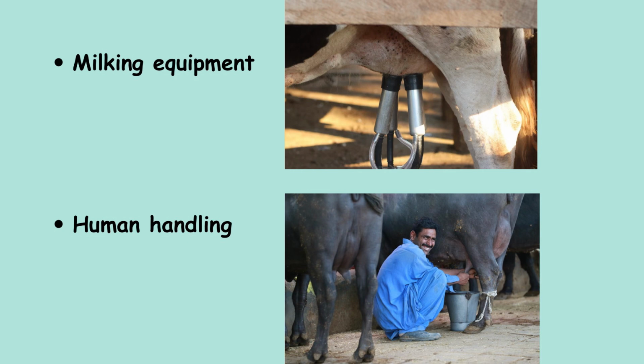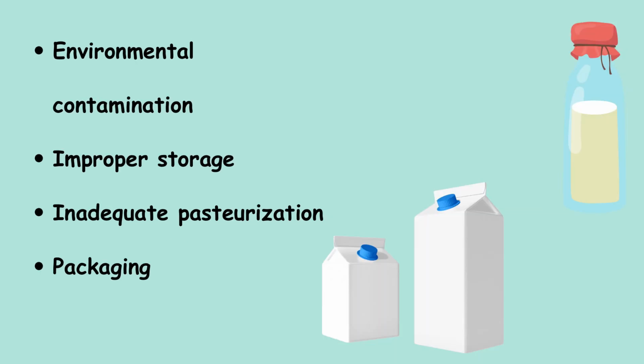Human handling can also lead to contamination. This is because poor hygiene practices by the milk handlers can introduce microbes into the milk. Hands, clothing, even the skin of the milker can transfer harmful bacteria into the milk if they come in contact with dirty surfaces or animals. Environmental contamination: microorganisms from the surrounding environment, such as dust, flies, and airborne bacteria, can contaminate the milk during milking or storage time.